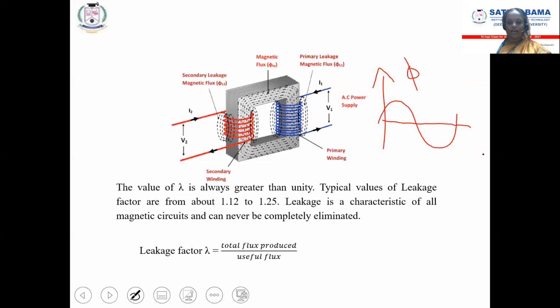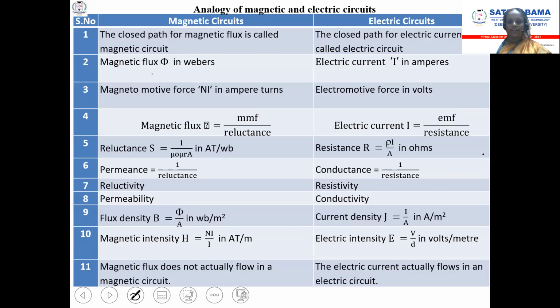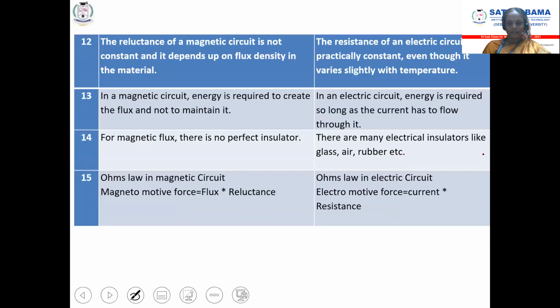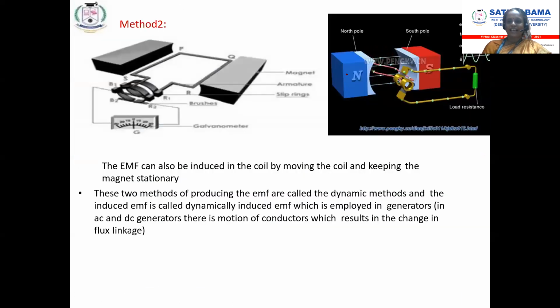Okay, so I will go to the image here, where you will see it is a magnet and here it is a coil.